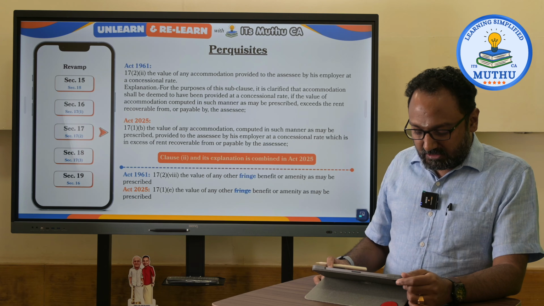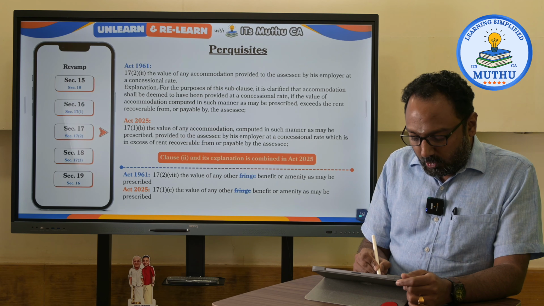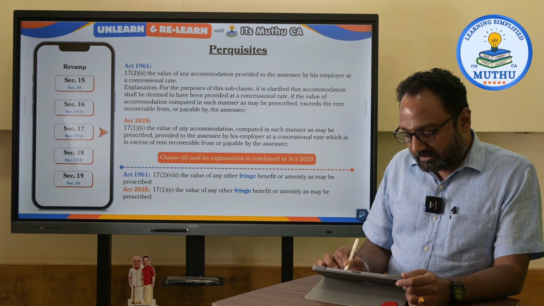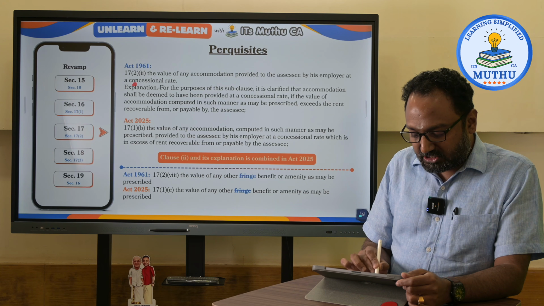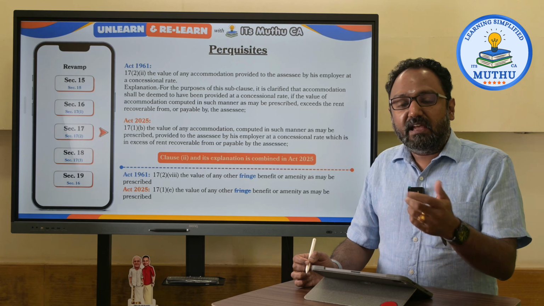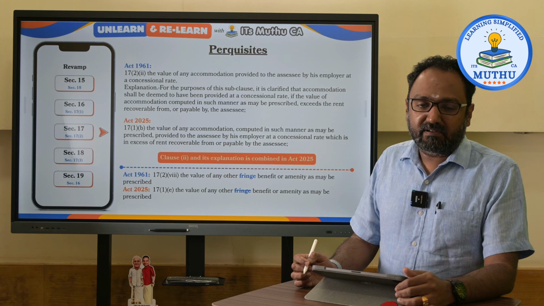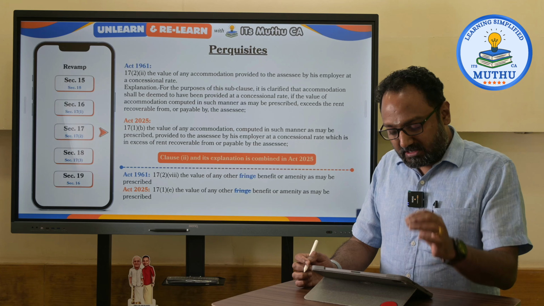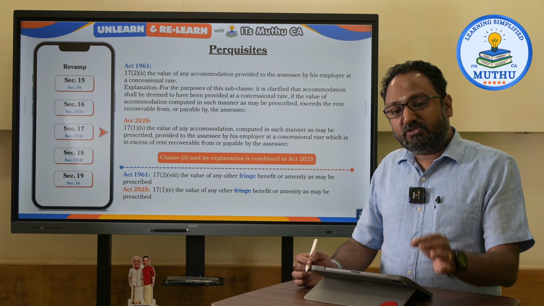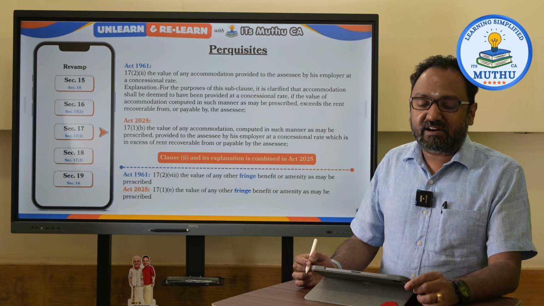Act 1961 says 17.2.2, the value of any accommodation provided to the assessee by his employer at a concessional rate. Now what is 17.2.1? It is completely free, rent-free accommodation. So that is what is covered under 17.2.1. Now what is 17.2.2? It says value of accommodation at a concessional rent.